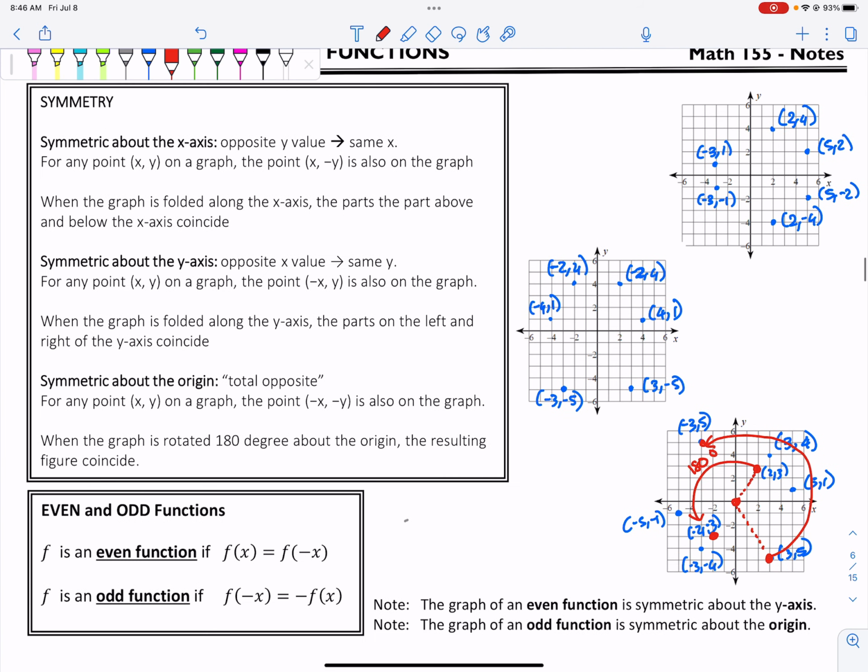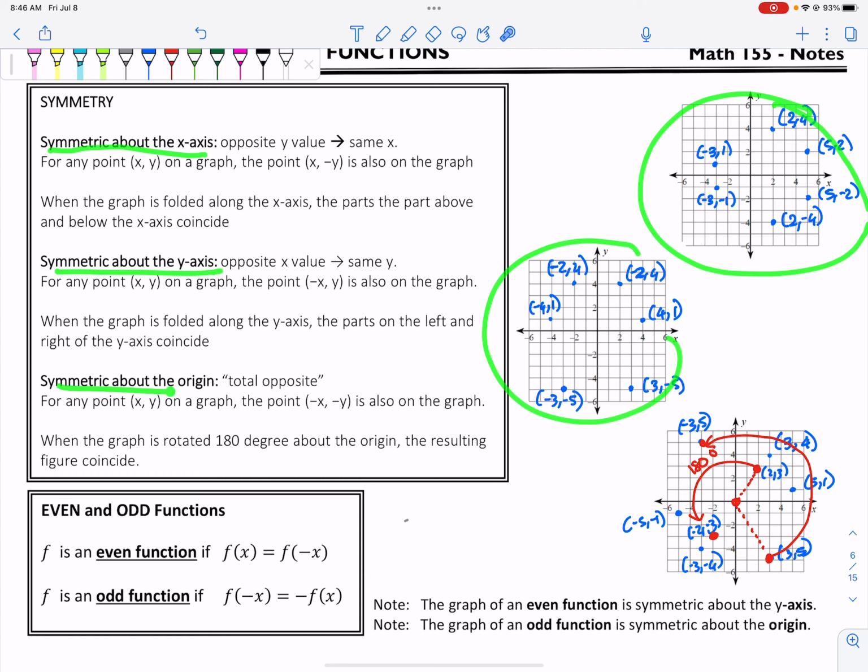So this is how we determine whether the graph of a function is symmetric about the x-axis, symmetric about the y-axis, or symmetric about the origin.